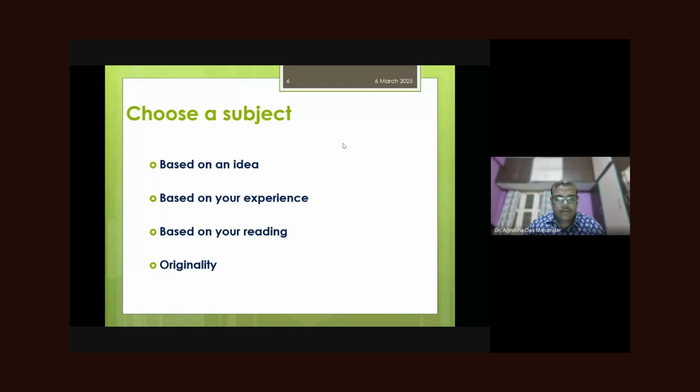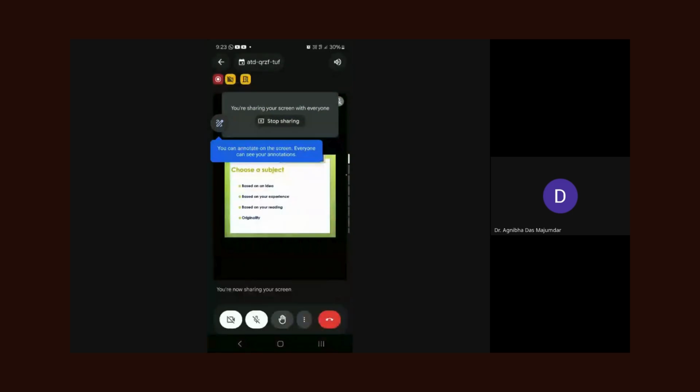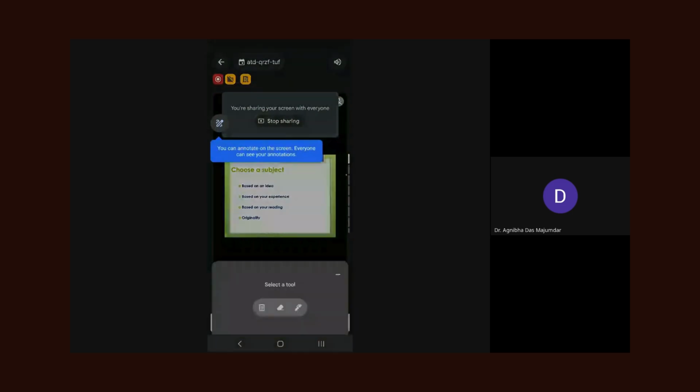So first is that based on an idea. Before choosing a subject of your research proposal, you should keep in your mind these 4 points. So first of all, I should have some research idea.